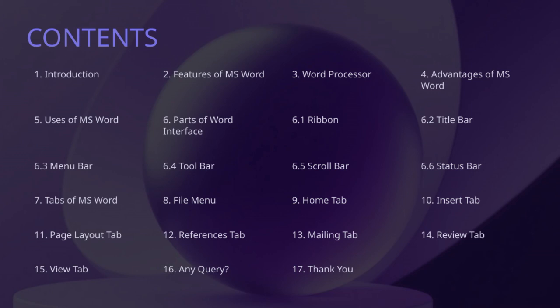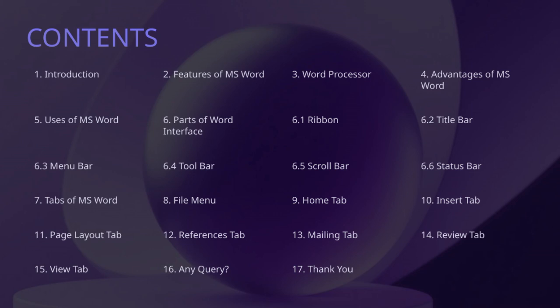Next, we have the tabs of MS Word, such as the Home tab, Insert tab, and References tab. These tabs categorize different functions, making it simple to find what you need quickly. The Review tab, for example, is essential for editing and reviewing your work, while the Mailings tab is perfect for creating mail merges. We also see the Status bar, which provides quick access to information about your document, and the Title bar, where you see the document name at the top.